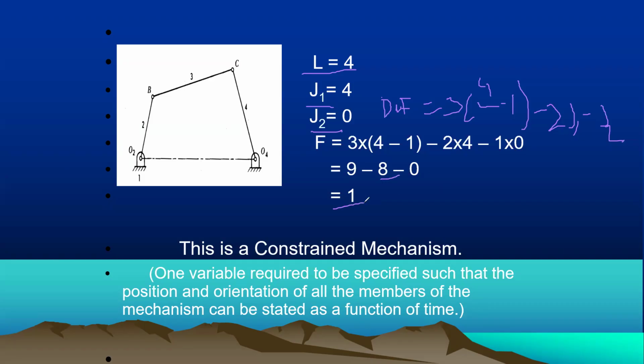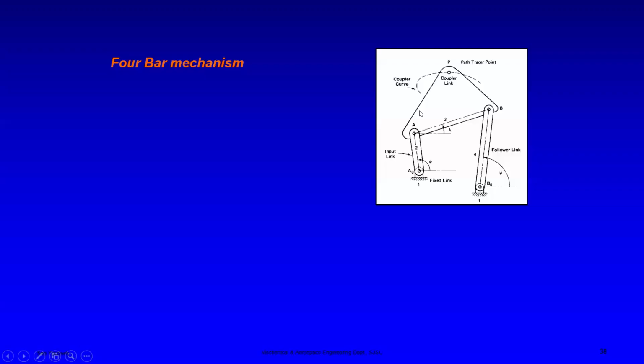So that means the degrees of freedom is 1, this is a mechanism. And this is a constrained mechanism. So one variable is required to be specified so that the position and orientation of all the members of the mechanism can be stated as a function of time. Perfect. Let's look at another example.